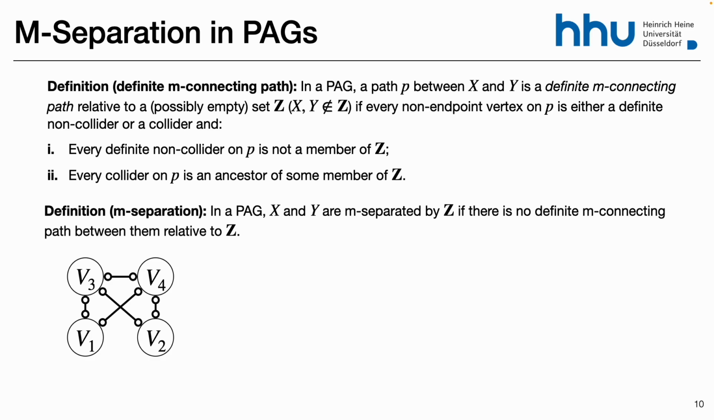Is this a definite status path? Why not? Because we're not sure about anything. You are sure. Oh, that's unshielded, the first case of a definite non-collider. It's an unshielded triplet, with circle, circle. This is a definite non-collider because it's unshielded. Got it? The other is symmetric, right? V2, V3, V1. Another definite status path. Now what about V1, V3, V4, and V2?